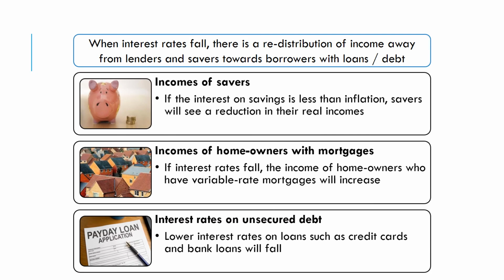Another thing to consider is that when interest rates fall, there is a redistribution of income away from savers and lenders towards borrowers. So if the interest rate is low, it means the incomes of savers go down, whilst the incomes of homeowners with mortgages, relatively speaking, go up. So we might evaluate it by considering the impacts on different groups of people.